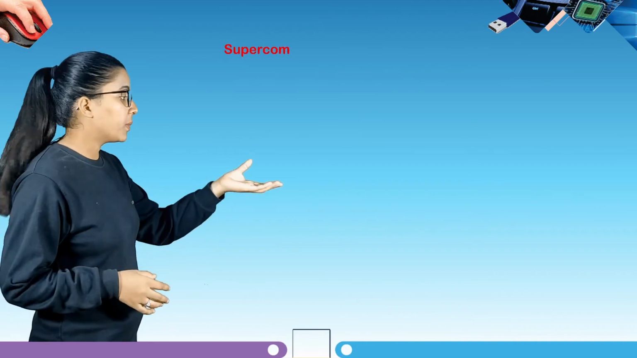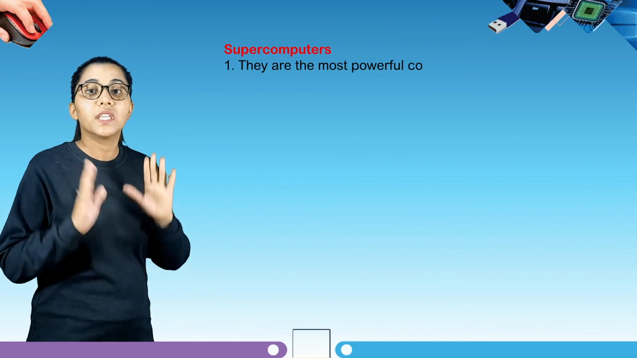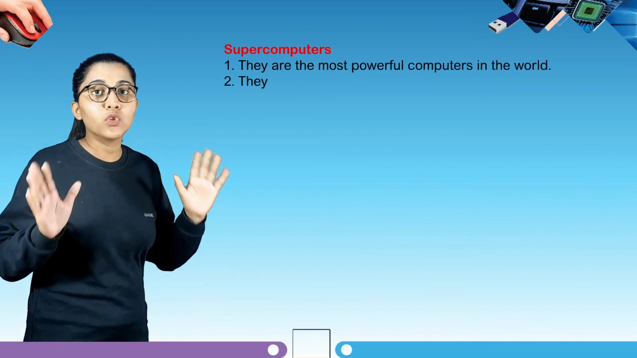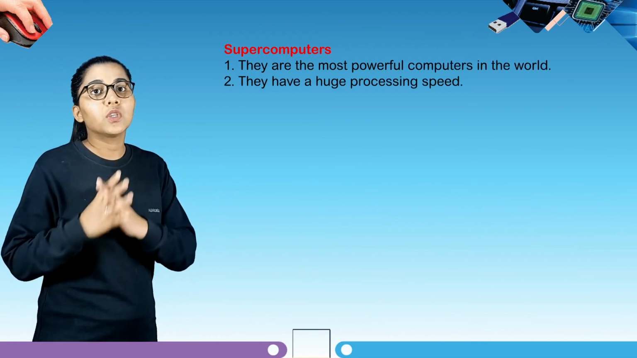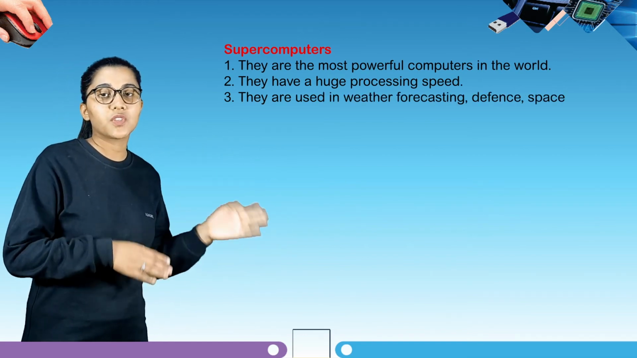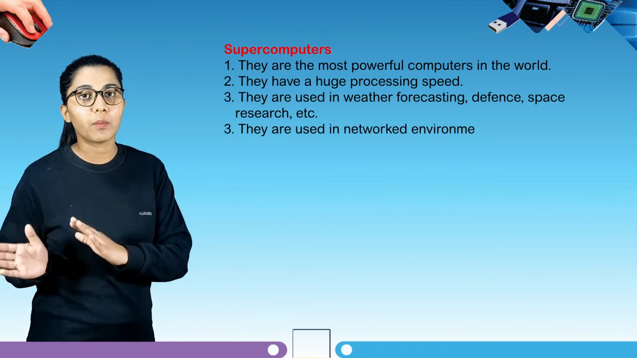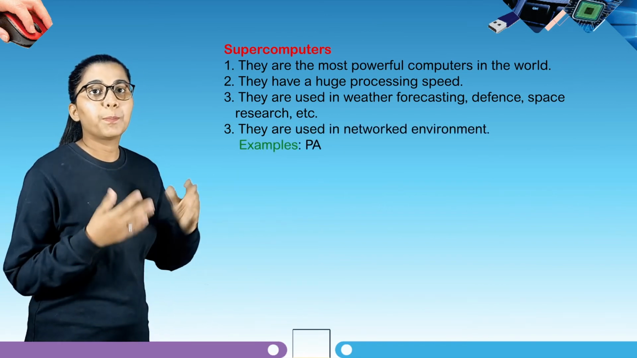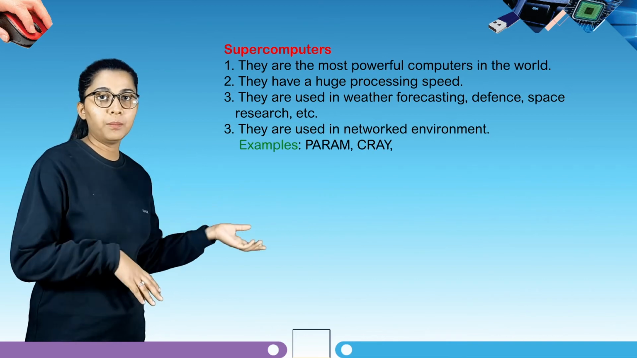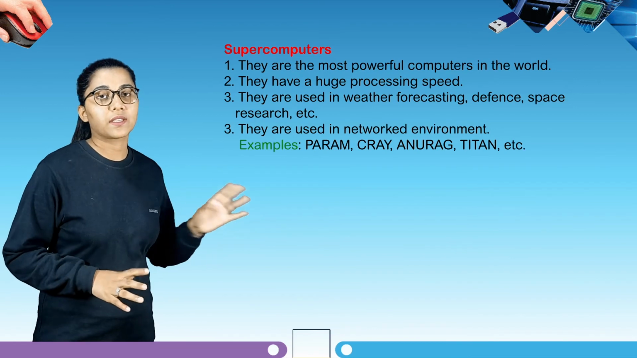Now students, our next type is supercomputers. They are the most powerful computers in the world. They have huge processing speed. They are used in weather forecasting, defense, space, research, etc. They are used in a networked environment. For example, PARAM, Cray, Anurag, Titan, etc.